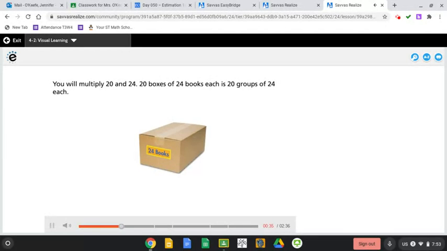You will multiply 20 and 24. 20 boxes of 24 books each is 20 groups of 24 each. Making an array with place value blocks or using an area model helps to visualize the partial products.